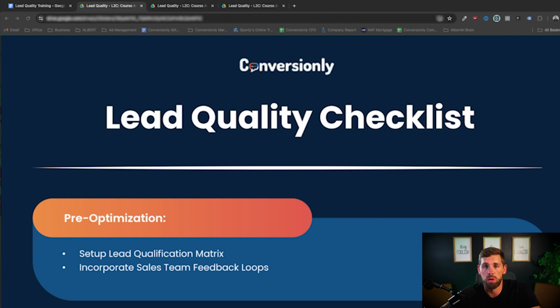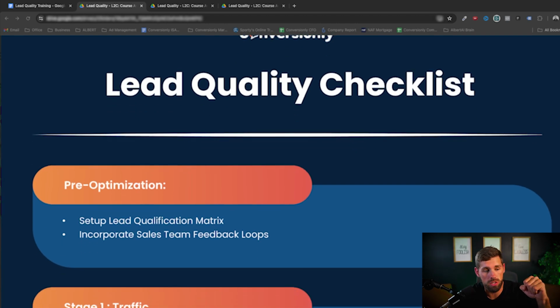In the first part, we have pre-optimization. This means you do these things before you mess with your funnel. Okay. The first thing, set up your lead qualification matrix, which we just went through. You want to also incorporate sales team feedback loops.